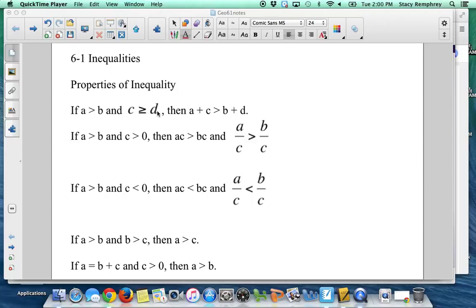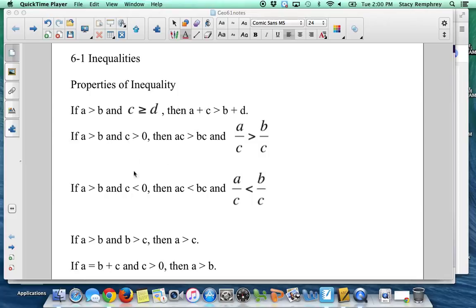So in the first one, you'll see A is greater than B and C is greater than or equal to D. So A and C are the big things, and B and D are the small ones. So what this is saying is if you take the sum of the bigger ones, it's always going to be greater than the sum of the smaller ones. So I think you can kind of get that idea. It's not addition property of equality. You're not adding equal things to both sides.